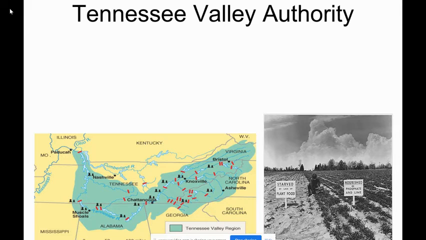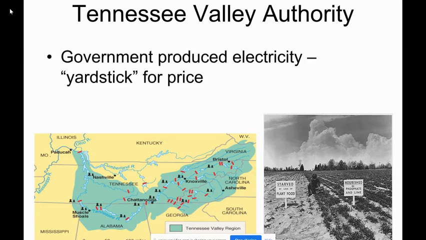And so the Tennessee Valley, as you can see there in green, is a ginormous area. It encompasses several states. There are a lot of major rivers in this area. And a lot of people that lived in this area were farmers, and they were relatively poor. And so the Tennessee Valley Authority had a lot of purposes.